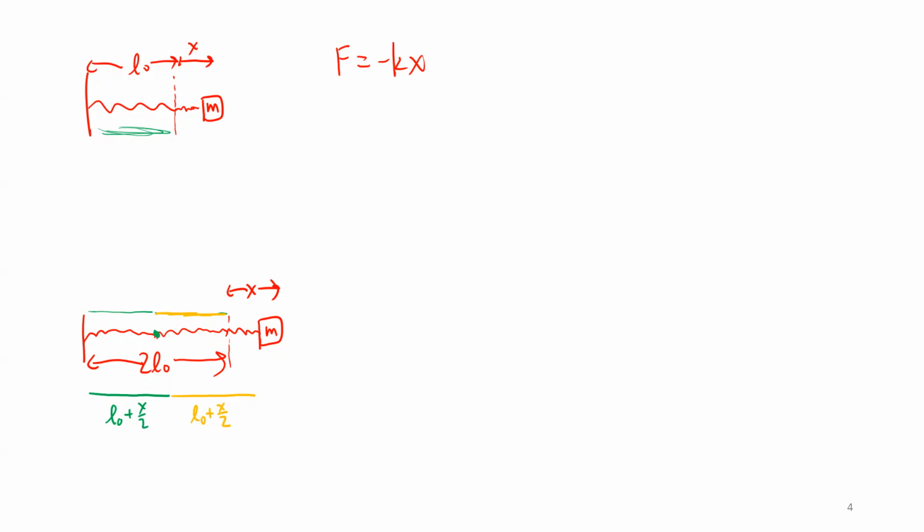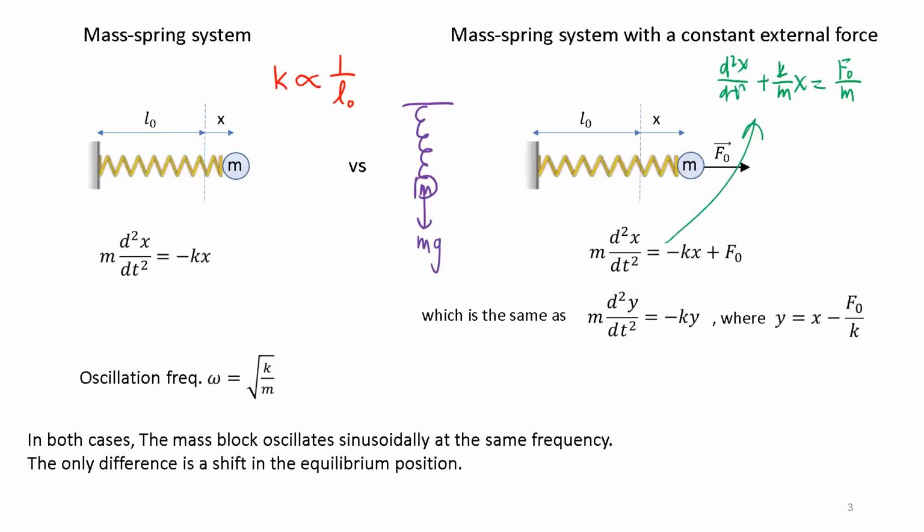And because of that, the restoring force will be halved. So in this case, the force is just minus K times X divided by 2. I could equivalently write it as minus K divided by 2 times X. So if you double the length of your spring, you make the spring constant half. That's why K is inversely proportional to the natural length of your spring.